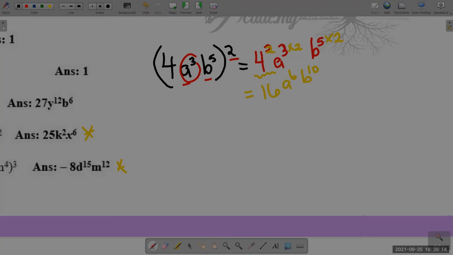I need everybody to try this one, please, even if you're not confident. If I give you 3m to the second power, and I put a square outside here. So let me just write this a little better. Everybody try this with me and tell me what you think the answer is going to be. Keep it in mind, you have to pay attention to the coefficient, and then you have to pay attention to the variable. So what do you think the answer is going to be?